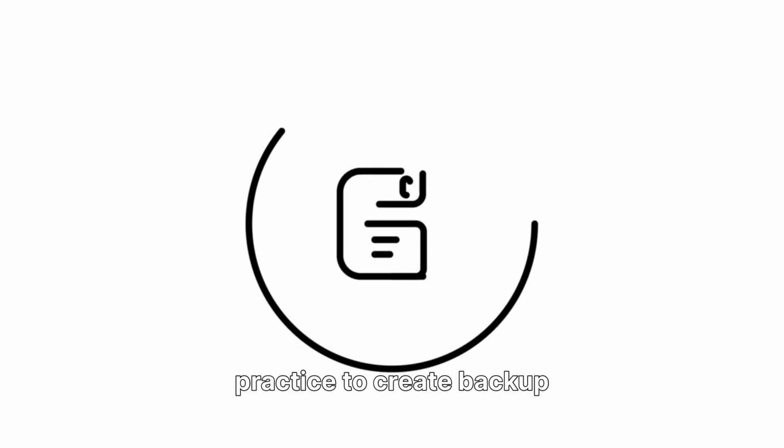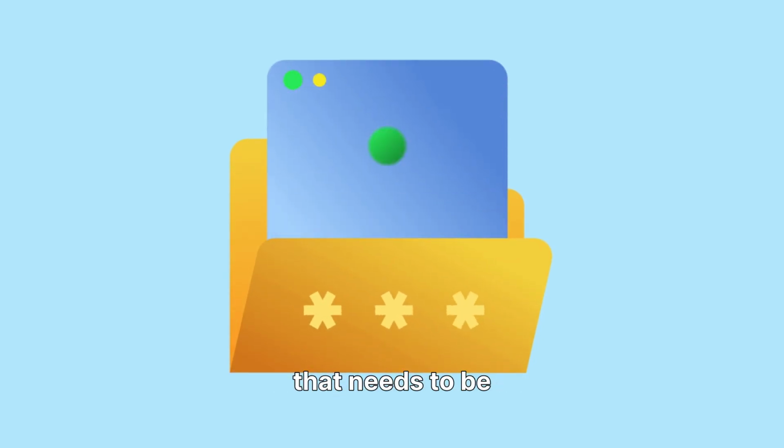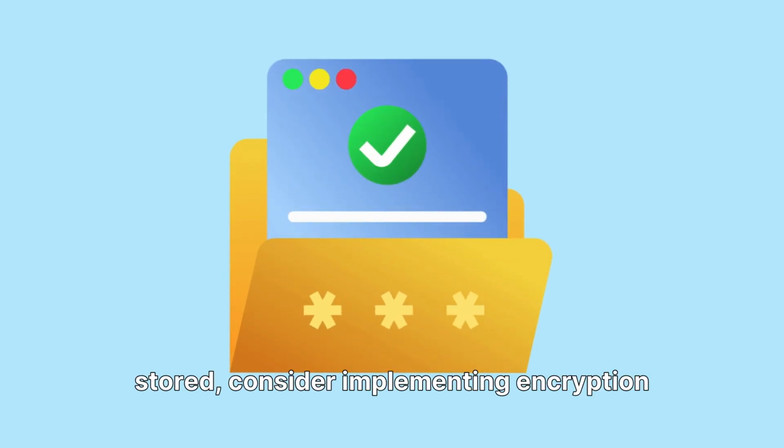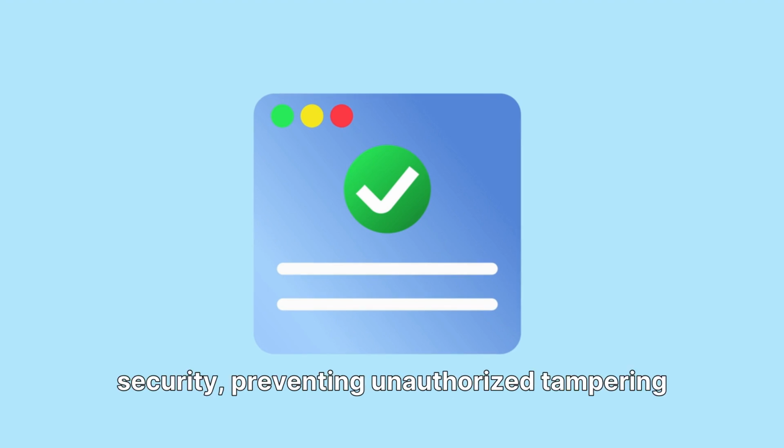Always make it a practice to create backup save files. This is especially important during the development phase or for critical game states, as backups provide a safety net against accidental data corruption or loss, allowing you to revert to a stable point. For any sensitive data that needs to be stored, consider implementing encryption for your save files. Encrypting the data adds a significant layer of security, preventing unauthorized tampering and protecting player information from being easily modified or accessed.